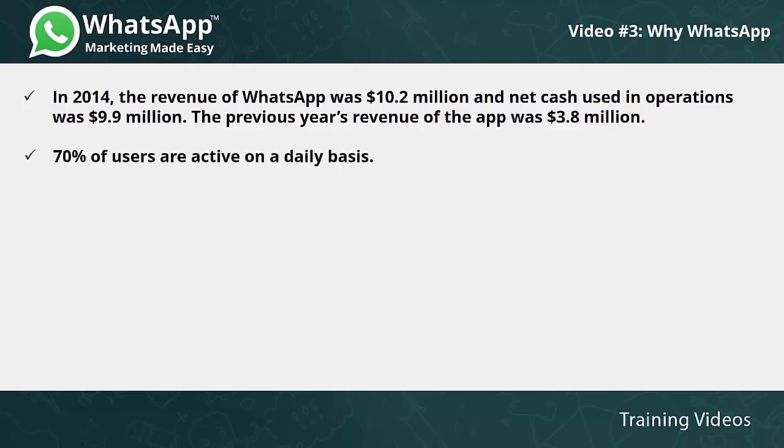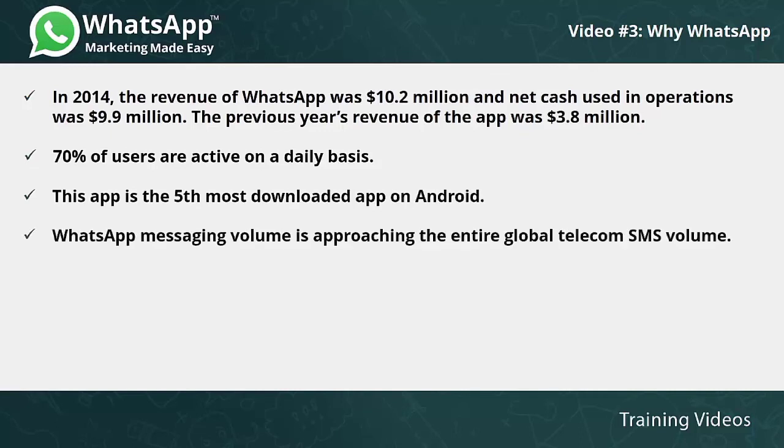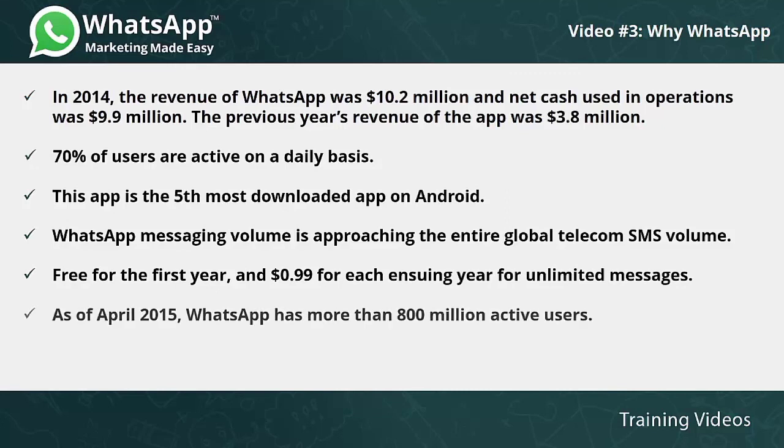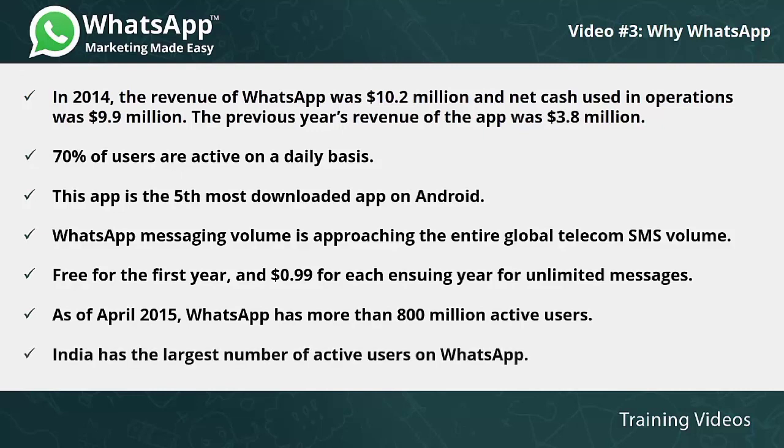70% of users are active on a daily basis. This app is the 5th most downloaded app on Android. WhatsApp messaging volume is approaching the entire global telecom SMS volume. Free for the first year and 99 cents for each ensuing year for unlimited messages. As of April 2015, WhatsApp has more than 800 million active users. India has the largest number of active users on WhatsApp.